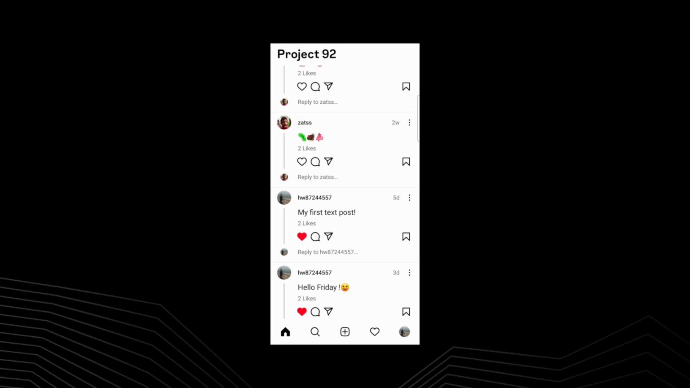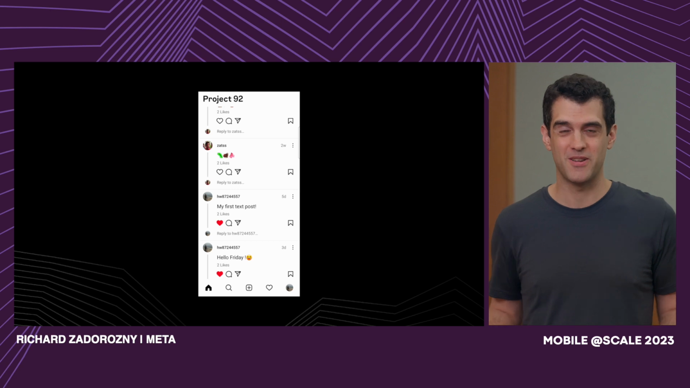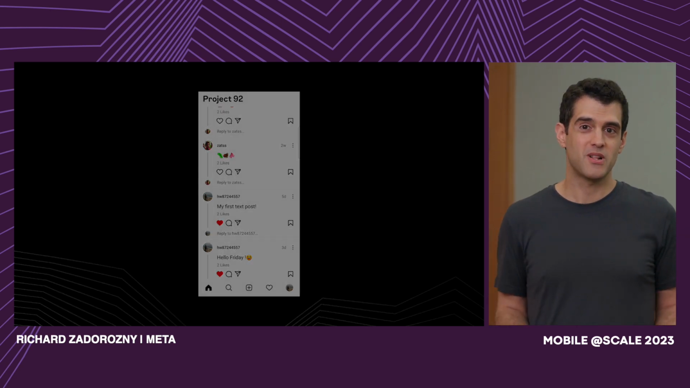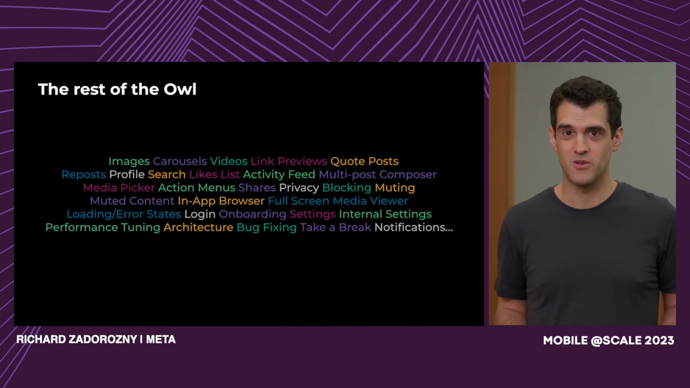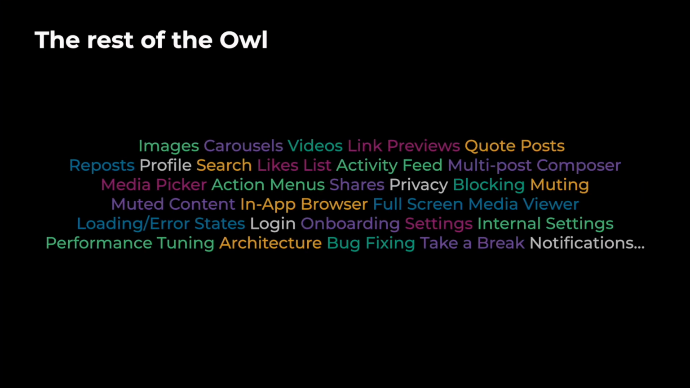So the nice thing about building the UI from scratch is we could get something that starts to look good really quickly, which is really motivating when you're trying to build something really fast. But don't be fooled. It's still not ready for 50 million people. You still have to build the rest of the owl, so to speak. There were no images there, the carousels, videos, activity feed, likes list, search. There's so many features that go into building a complete social network app.